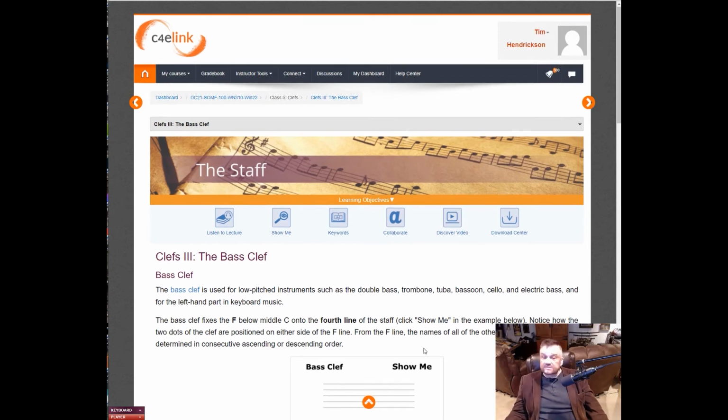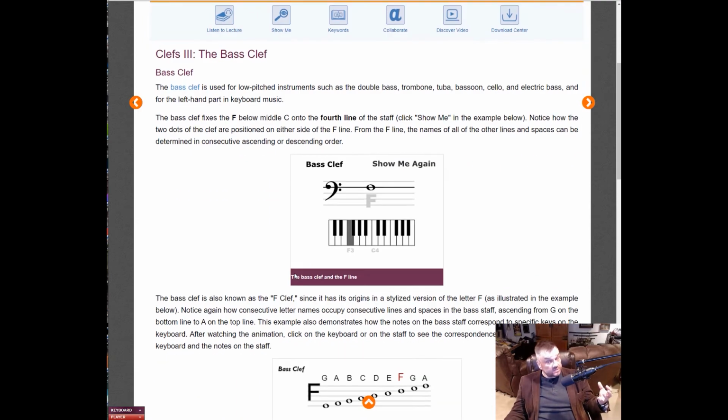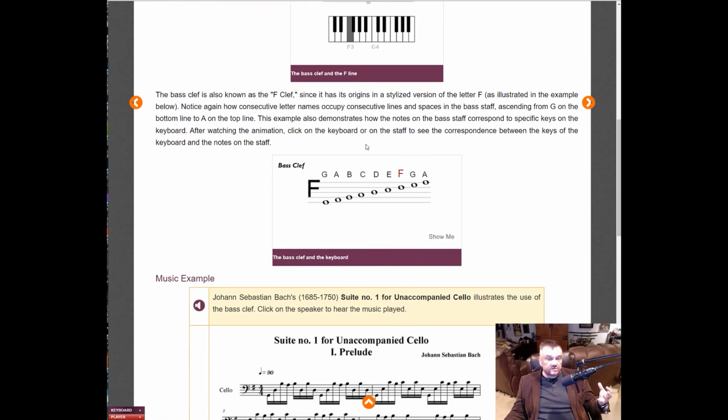The bass clef has a similar structure, right? It's the same five lines and four spaces, showing us that F again. Sometimes the bass clef is referred to as the F clef, like the treble clef is sometimes called the G clef.